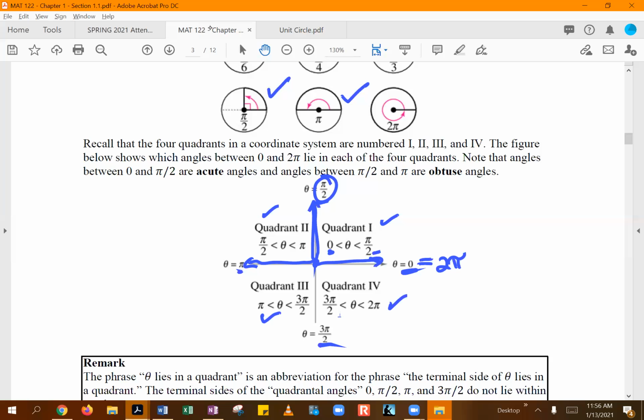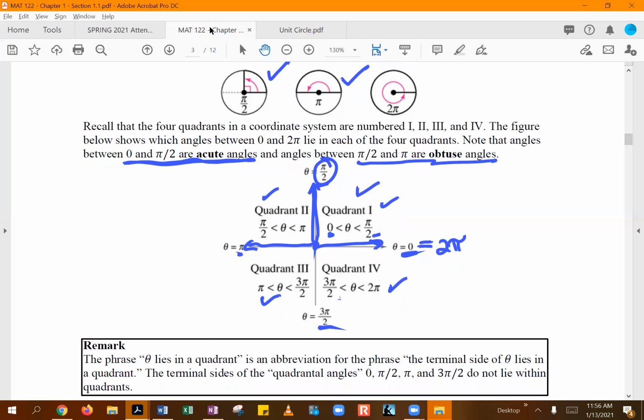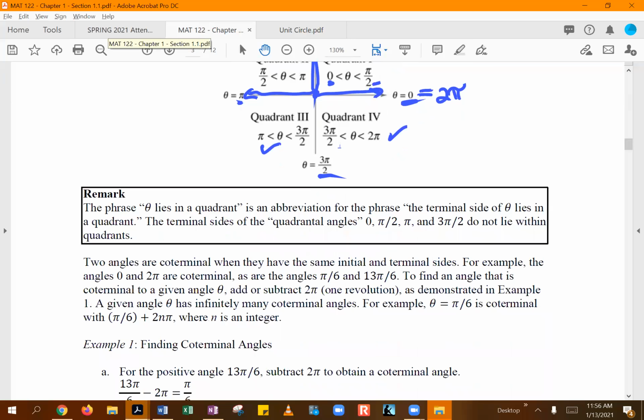Everything that falls into quadrant 1 is what we call acute angles, because, if you remember your definition from geometry, if an angle is less than 90 degrees, it's called an acute angle. If an angle is more than 90 degrees, it's going to be an obtuse angle. So that's, of course, going to be quadrant 2. So again, just some terminology to keep track of.